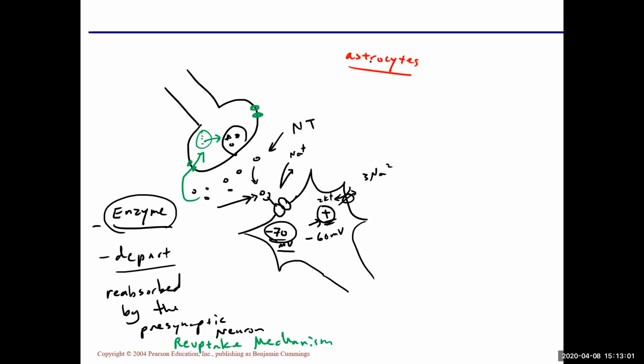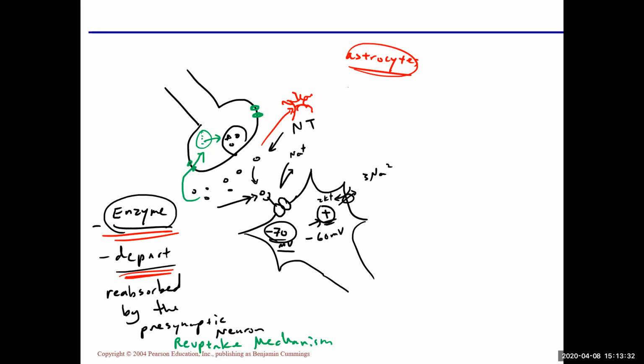Astrocytes look kind of like a star shape. So again, these star-shaped cells can also absorb the neurotransmitter as well. So there are a few mechanisms: enzymes, just normal diffusion away, reabsorbing or reuptake mechanisms, and finally the astrocytes. Those are all different mechanisms to deal with the neurotransmitter that was in the synaptic cleft and available.